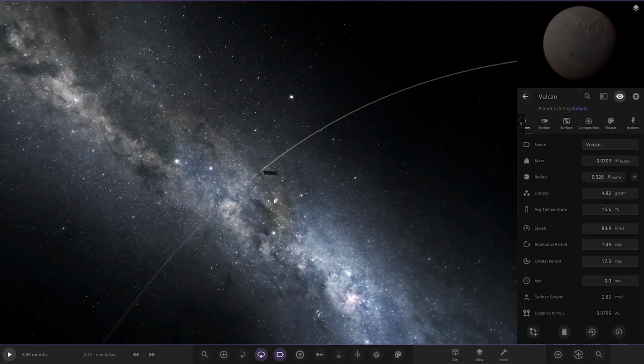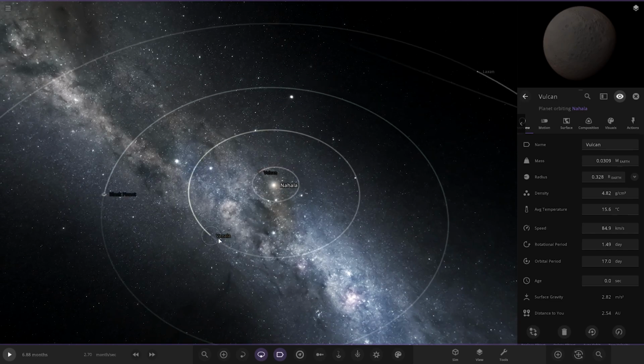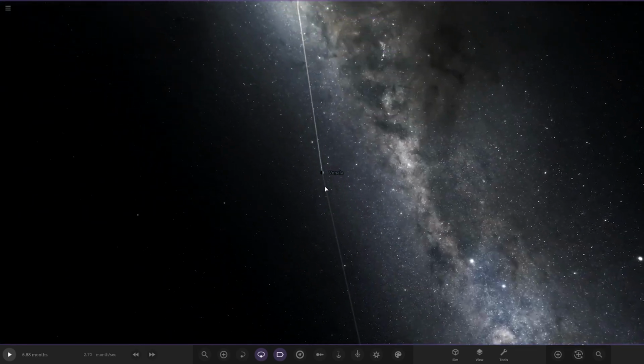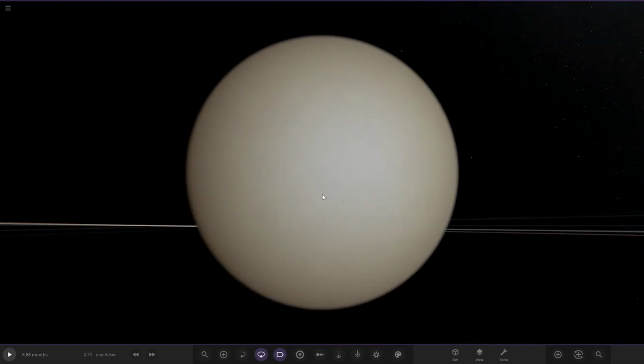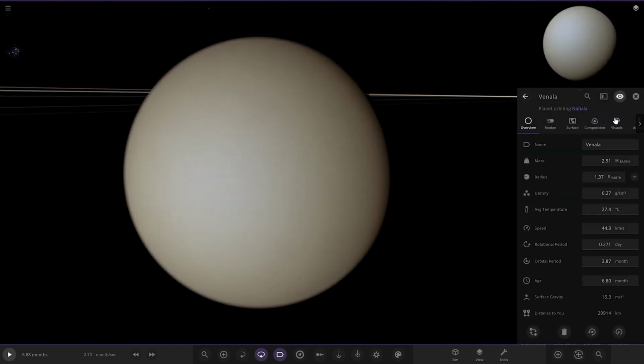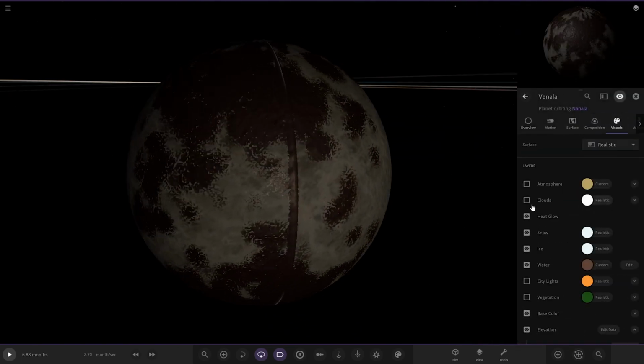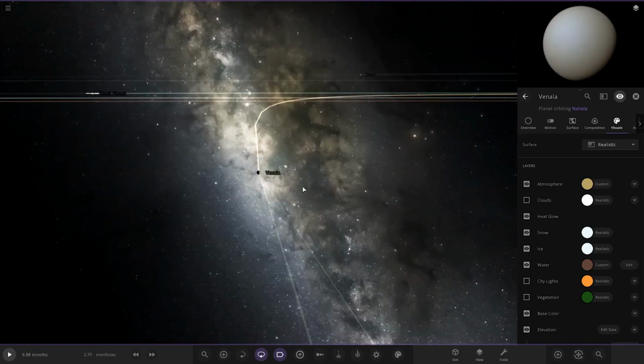Okay, and we have Vanilla over here. So we've got a Venus-like world. Okay, 27 degrees, so it's nowhere near as hot as Venus. So there it is.